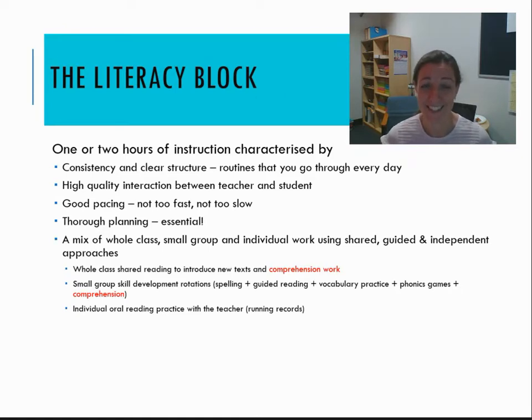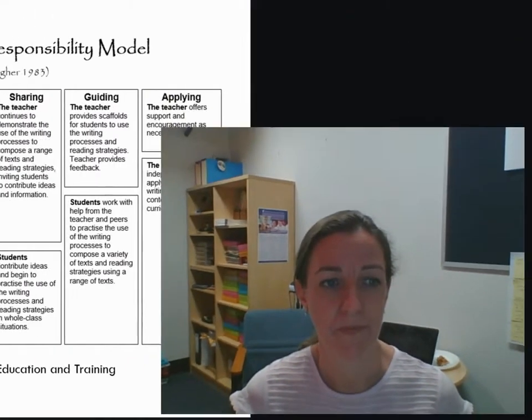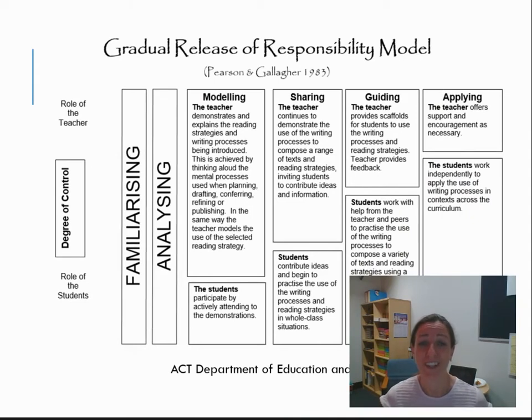Thorough planning is essential, and a mixture of whole class, small group and individual work using shared, guided and independent approaches. Again, this familiar model where we understand the role of the teacher and the student and the responsibility for learning between the two and how that's negotiated. And of course these terms modelling, sharing, guided and applying or independent are really quite familiar to you now.